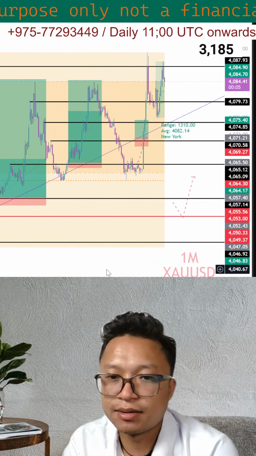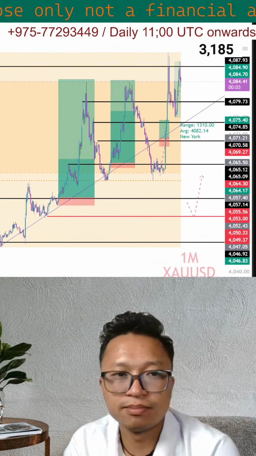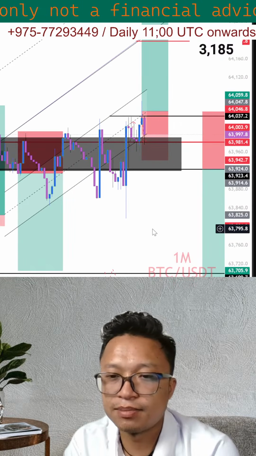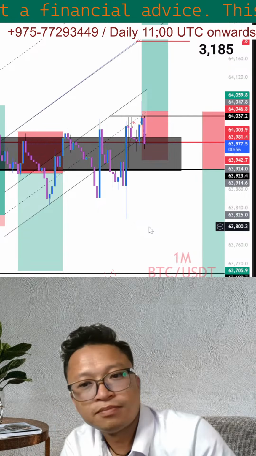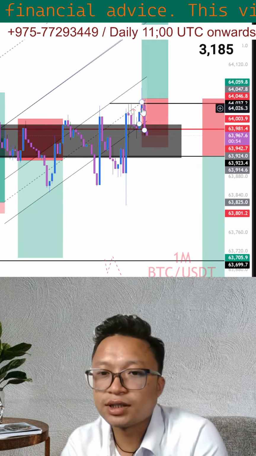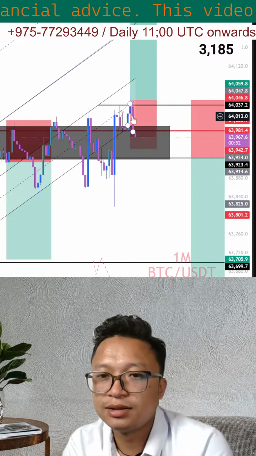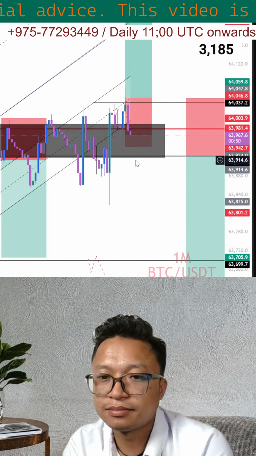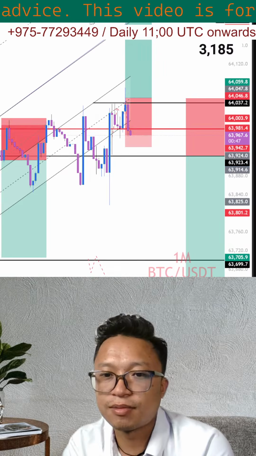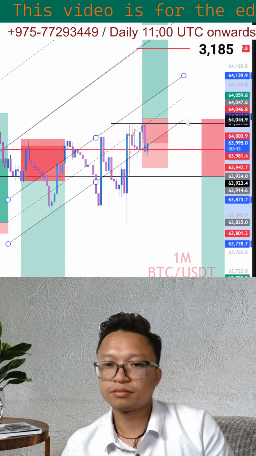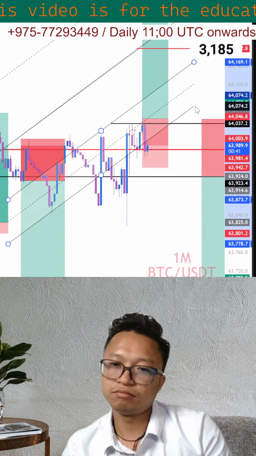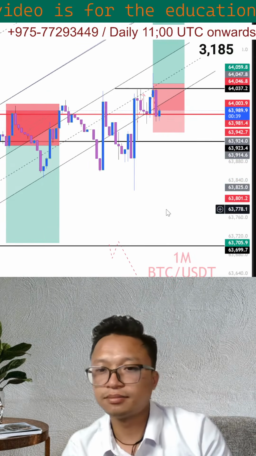Gold is fun today. Gold is good on the 1 minute time frame, but BTC has been playing around a lot. It gave a swap again, rejected. Lots of stop losses, guys. We have done it today. Not a good day.